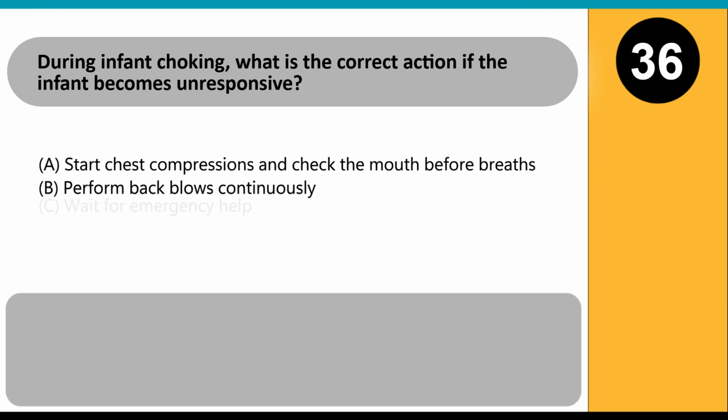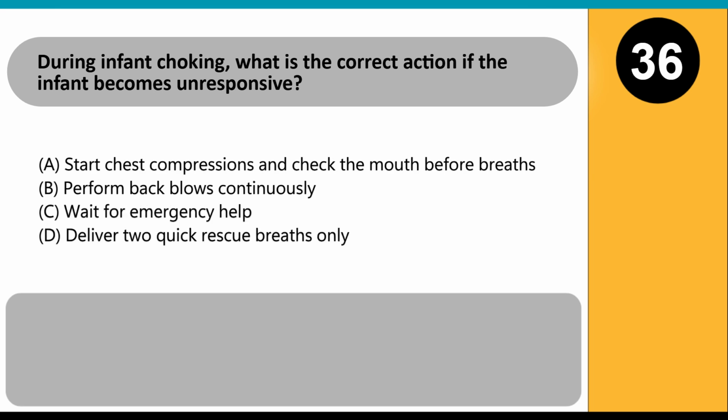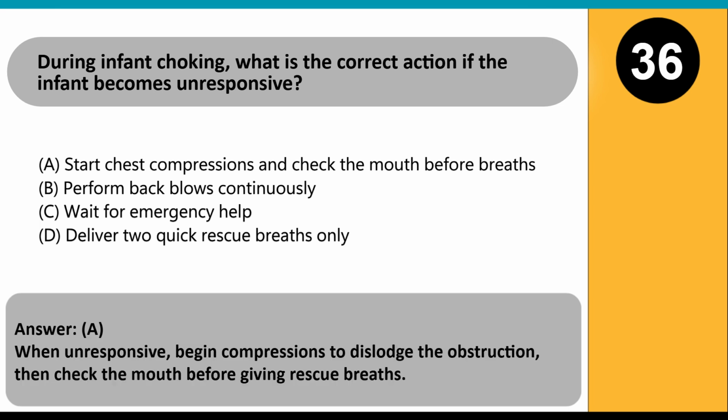During infant choking, what is the correct action if the infant becomes unresponsive? A. Start chest compressions and check the mouth before breaths. B. Perform back blows continuously. C. Wait for emergency help. D. Deliver 2 quick rescue breaths only. Answer A. When unresponsive, begin compressions to dislodge the obstruction, then check the mouth before giving rescue breaths.